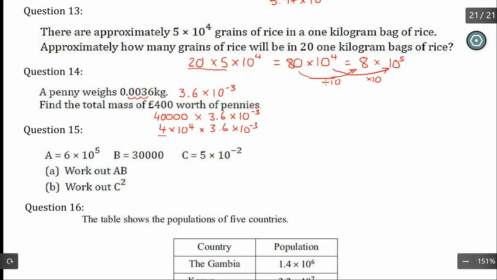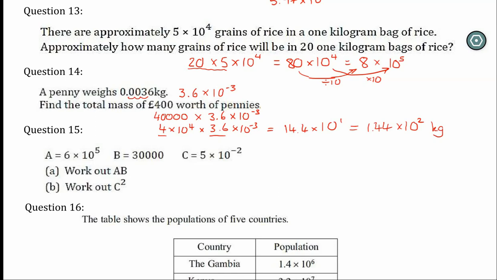Okay, and then we're going to do this bit first. 4 times 3.6. 2 lots of 3.6 would be 7.2. If we double that again, we got 14.4. And then if we add the powers together, we'll get 1. This is not in standard form. 1.44 times 10 to the power of 2 is now, though, and that's kilograms. Or we could just say 144 kilograms. It's probably a lot more sensible.